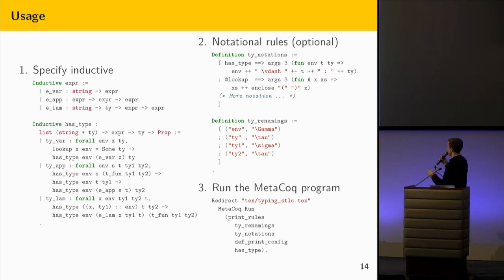So here you specify that you want it written to some file, and we run this print rules function that takes all the notation instructions and some other config. And finally, the last argument is the inductive relation that you want to print.